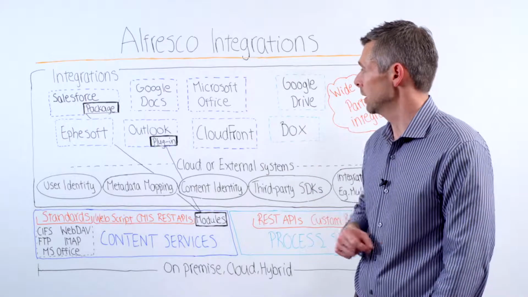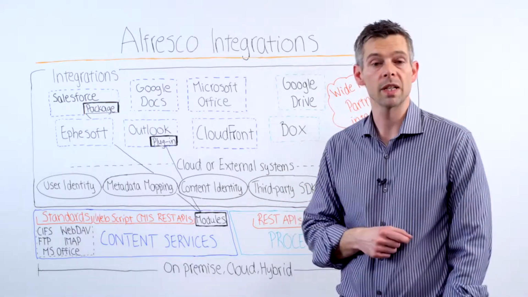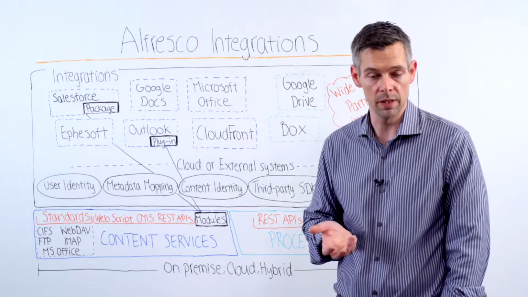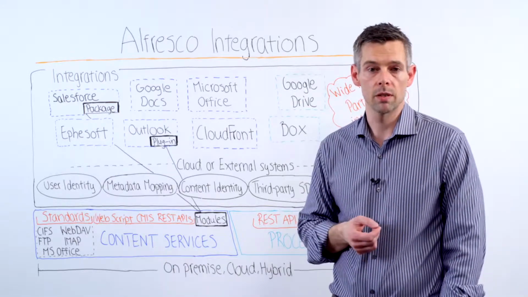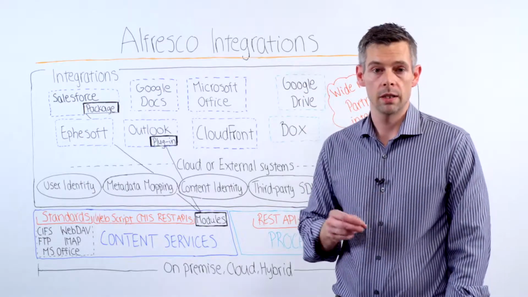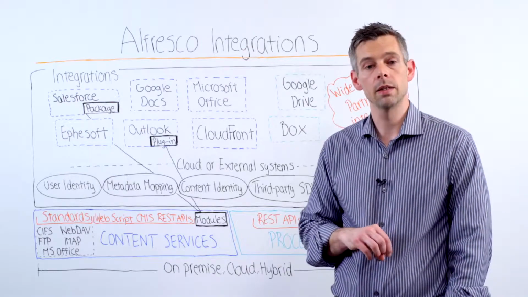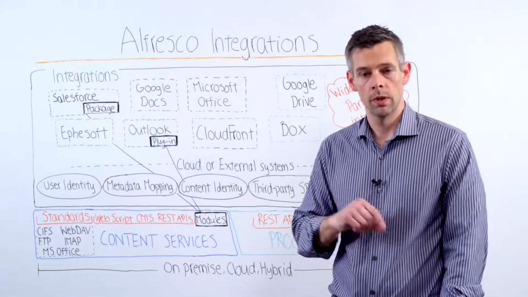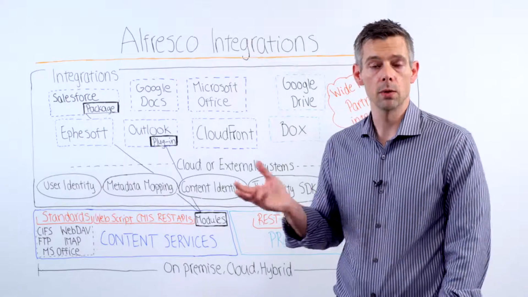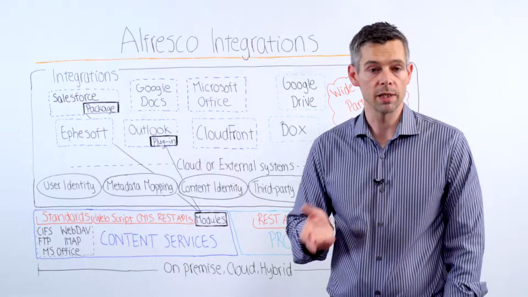Now the Google Docs integration is an example of content collaboration, where users can leverage the web-based editing capabilities of Google for things like documents, spreadsheets, and presentations. They can create and edit content from Alfresco and then collaboratively review and make changes in the Google environment, and then check that back into Alfresco once that's complete.